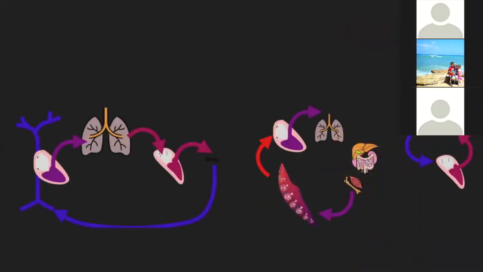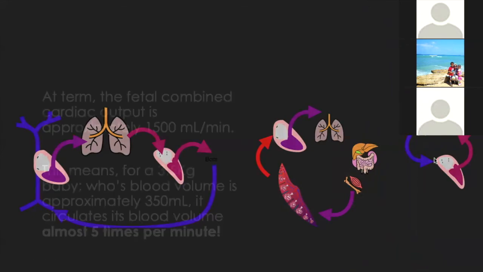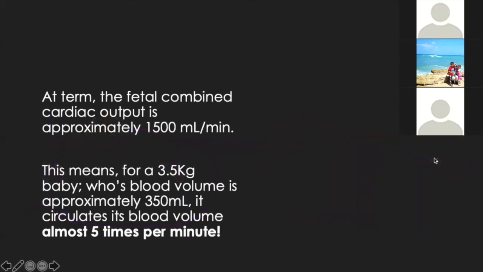So we agreed that adult circulation is different from fetal circulation, yes? Okay, now the baby has a cardiac output of about 1,500 milliliters per minute. We have about 5 to 7 liters per minute. Does that mean we have a higher cardiac output?